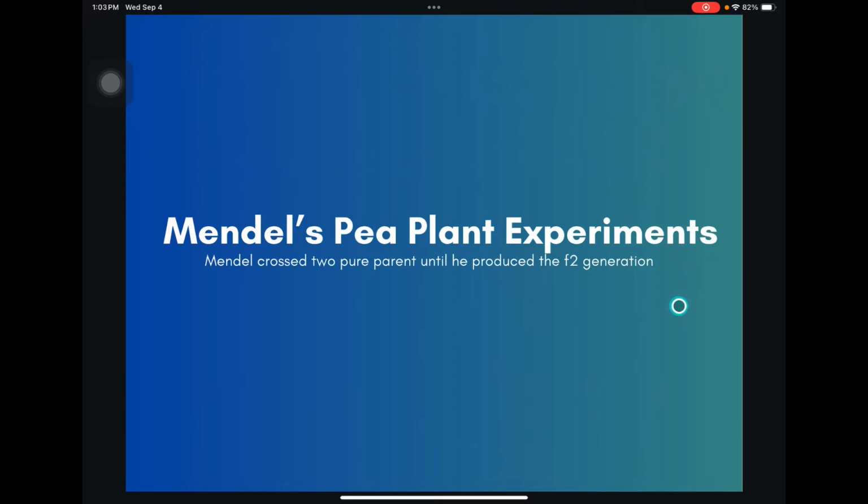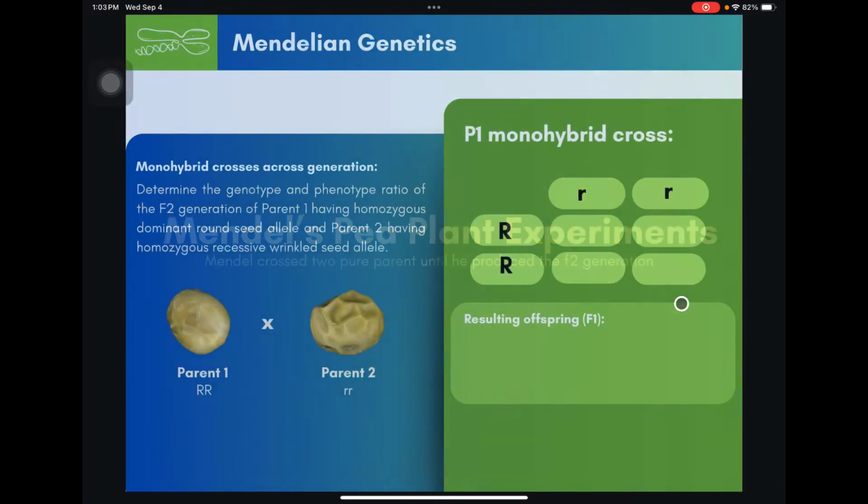Going back to the experiments of Mendel, he particularly observed the shape, or the texture rather, of the peas, as you can see in this one. Mendel wanted to determine the genotype and phenotype ratio of the F2 generation, which is technically the third generation from this cross.